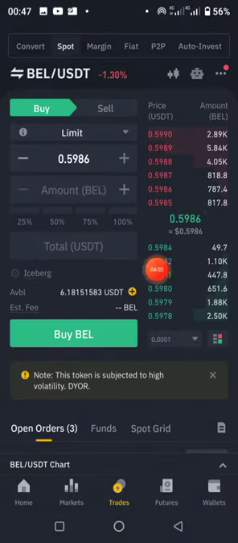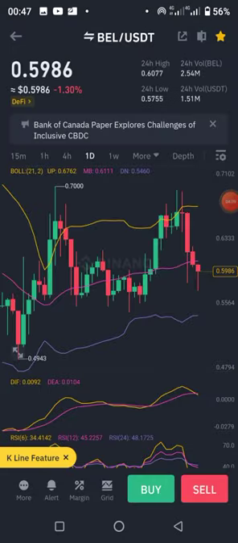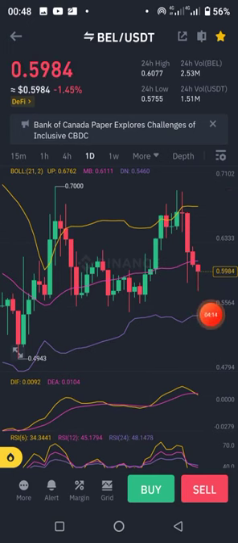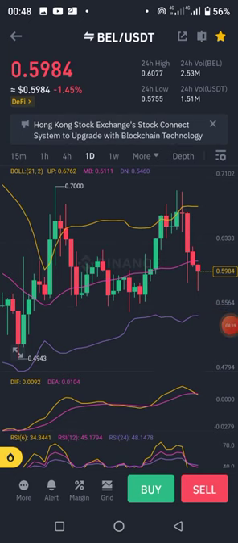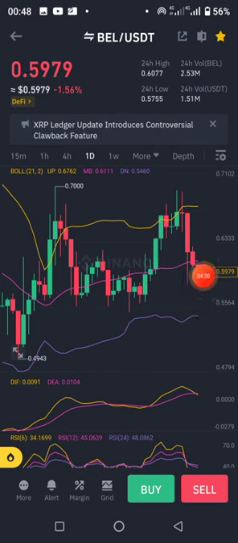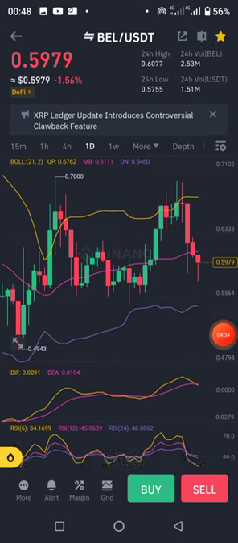I actually took profit for Bell because let's check the chart. I actually took profit for Bell because it dropped down to 0.57. So when it dropped down, it picked back up. It went back up to around 0.6, and I took profit. So I still think it will still drop down to around 0.5. So I have a buy limit order at 0.54. I think I have that.